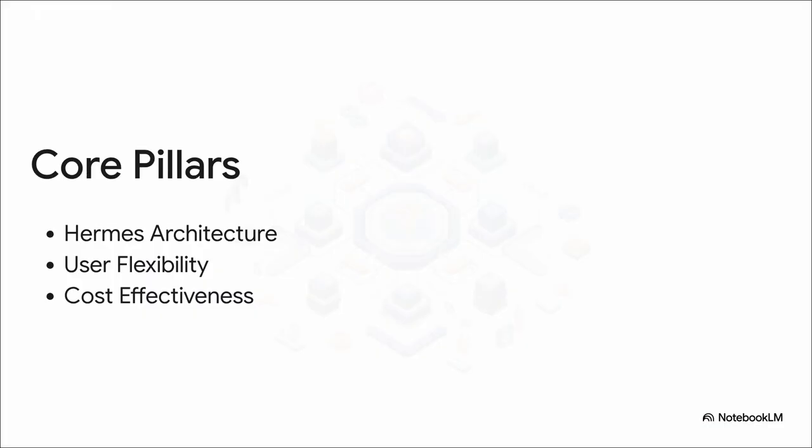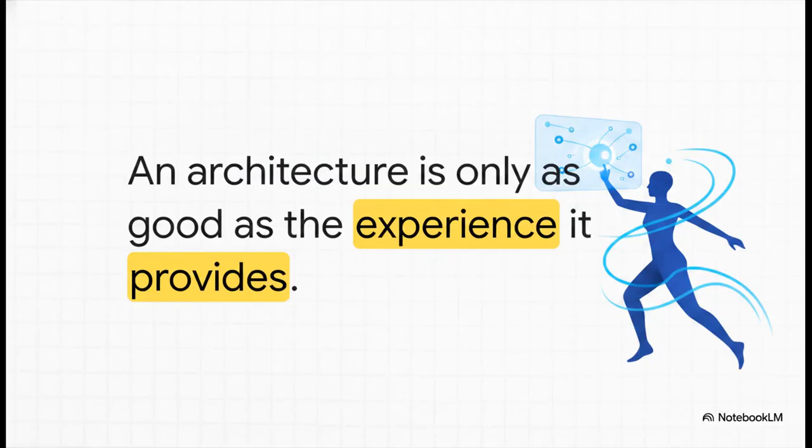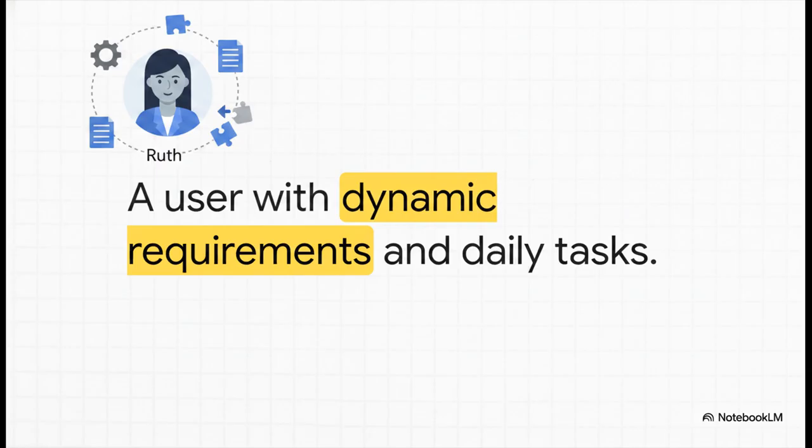Now, this architecture hinges entirely on three core pillars. First, we have the overarching Hermes architecture setup itself, and that's flanked by its two primary objectives. On one side, we have user flexibility, and on the other, cost effectiveness. Every single technical decision within this framework stems from the need to satisfy these specific operational goals. Let's isolate that first objective for a second, user flexibility. We need to examine what that actually looks like when you apply it to a real-world IT environment, because fundamentally, an architecture is only as good as the experience it provides the end user. To do that, let's meet Ruth.